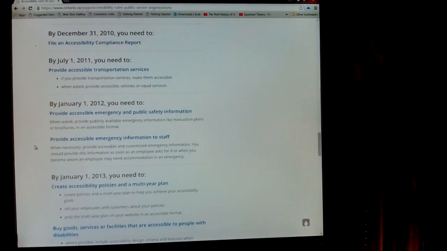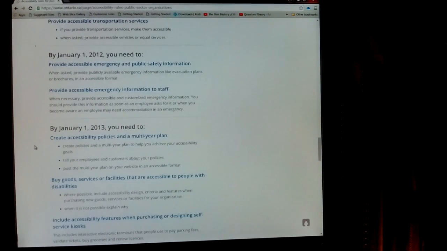By July 1st, 2011, you need to provide accessible transportation services. If you provide transportation services, make them accessible when asked. Provide accessible vehicles or equal services. By January 1st, 2012, you need to provide accessible emergency and public safety information. When asked, provide publicly available emergency information like evacuation plans or brochures in accessible format. Provide accessible emergency information to staff. When necessary, provide accessible and customized emergency information. You should provide this information as soon as an employee asks for it, or when you become aware an employee may need accommodation in an emergency.